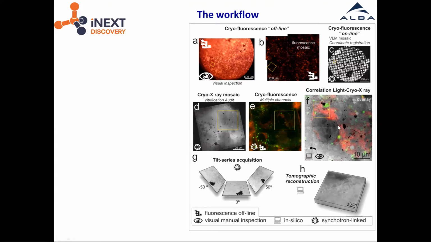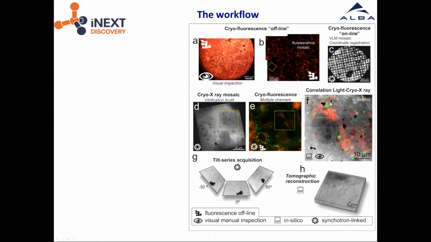In this case, this sample was a cell infected with rotavirus. And the viroplasm of the rotavirus was expressing GFP. So the viroplasm appears in green signal, and the mitochondria were labeled with MitoTracker.